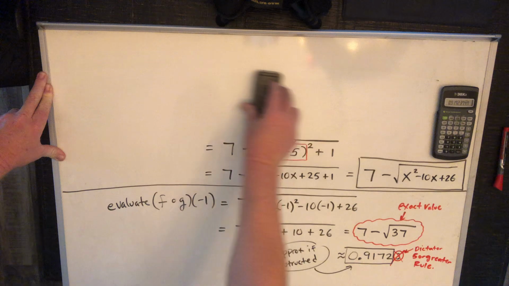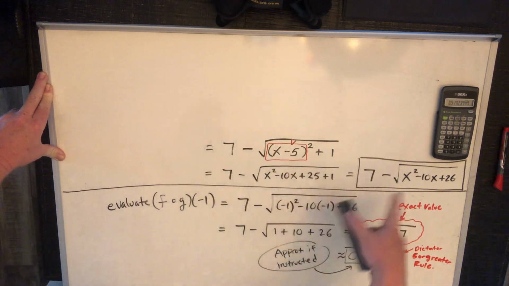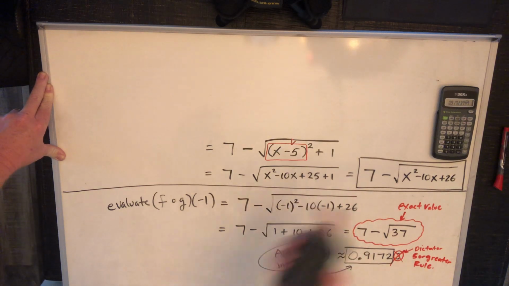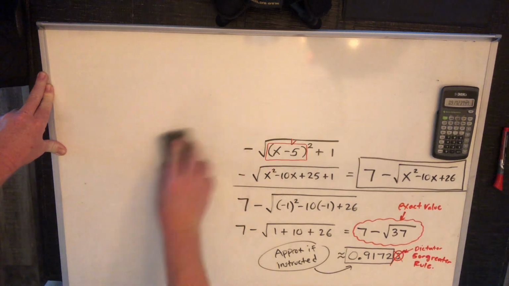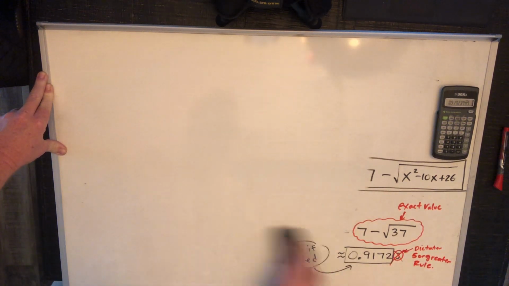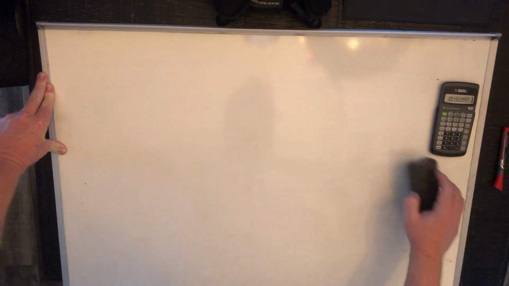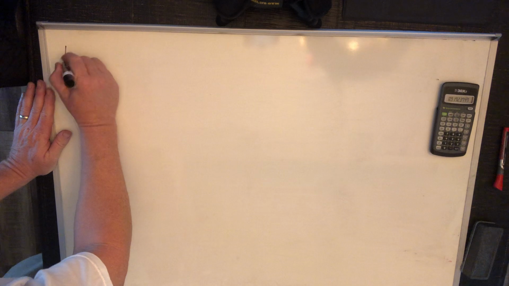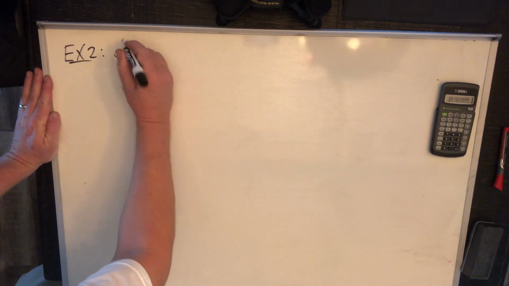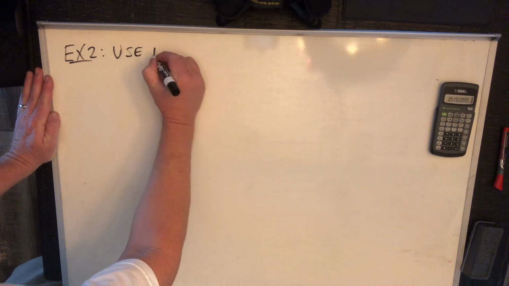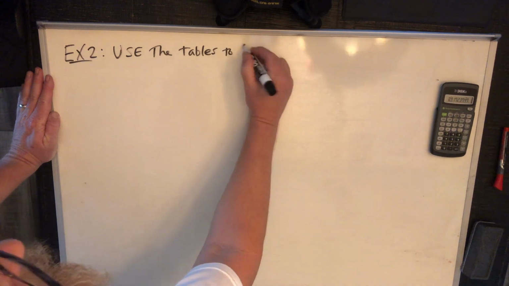So when a function is given algebraically, as this example was, you solve the entire problem. You evaluate and simplify using algebraic techniques that we've been studying for a couple months now. We have another way of representing a function, a tabular form. Example 2. Use the tables to find the values.